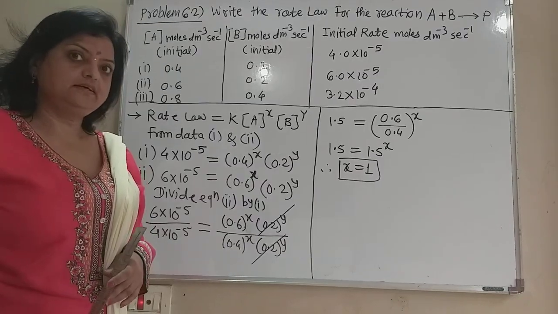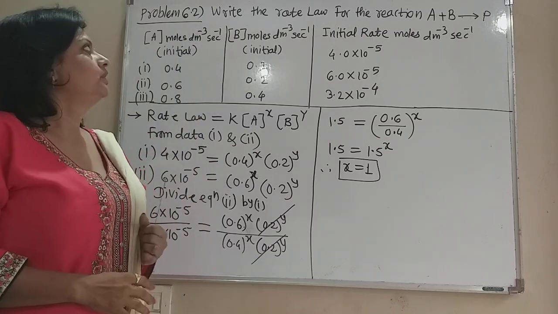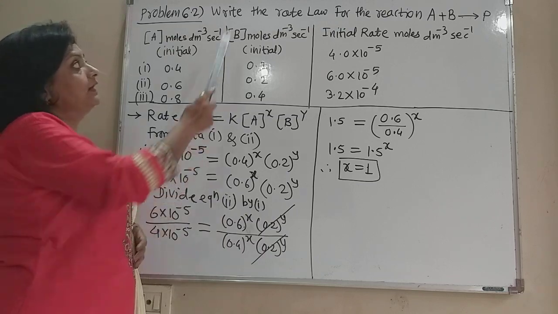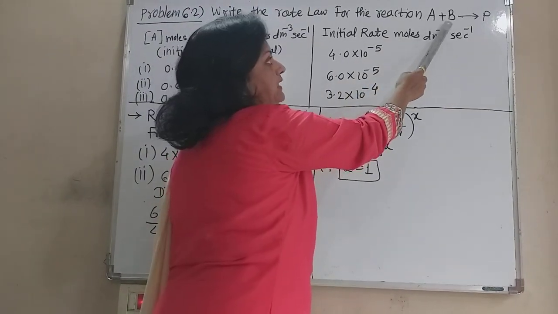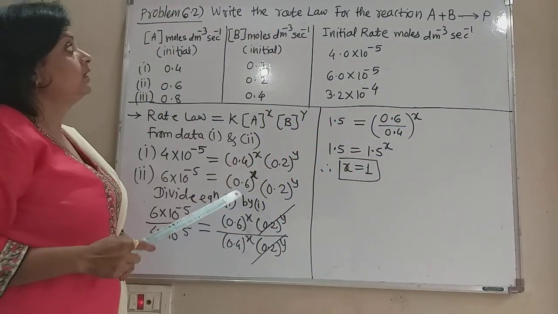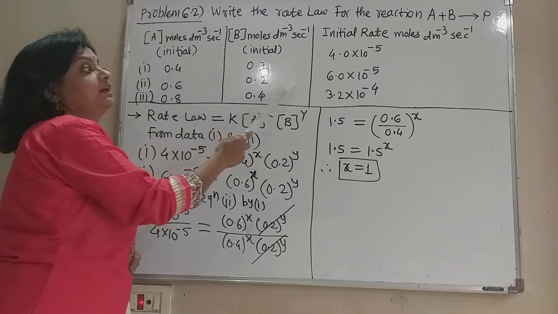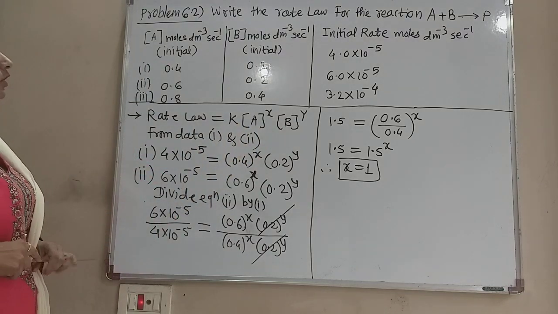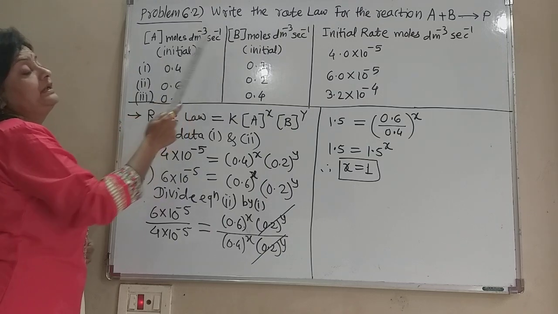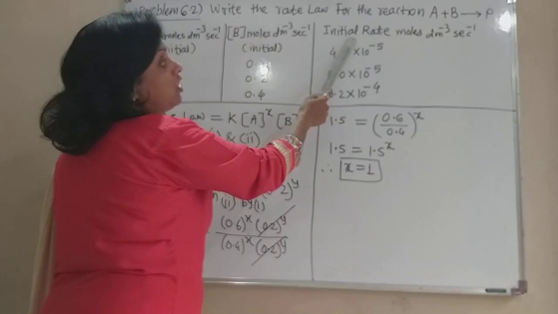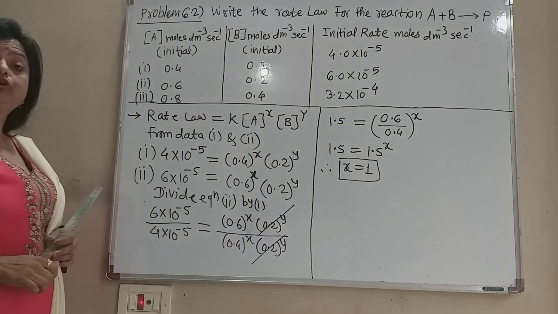Now, let us see problem 6.2 on the rate law equation. The problem is in this way: write the rate law for the reaction A plus B gives products, and we have to write the rate law of that reaction from the given data. In that data we are given the initial concentrations of A and B and the initial rate, which is also given in moles per decimeter cube per second.